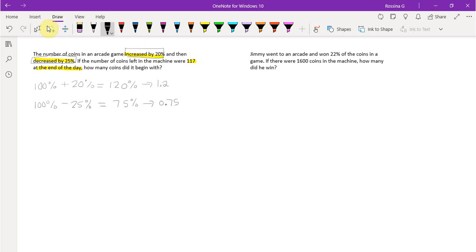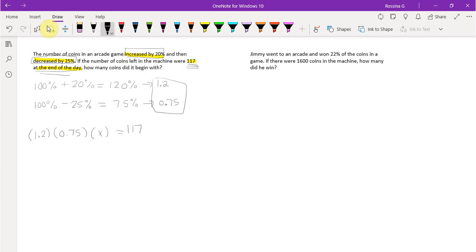Okay, now we set up our equation. We have to make sure we're in decimal form before we use it in our arithmetic. Then you simply multiply. So you're going to say 1.2 times 0.75 times, now the number that goes here is always what you start with. Remember, in this story, we don't know how many coins we started with, so let's use our variable x. Unknown, we don't know what it is. And whatever it equals is always what you end up with. We do know that there were 117 coins at the end of the day.